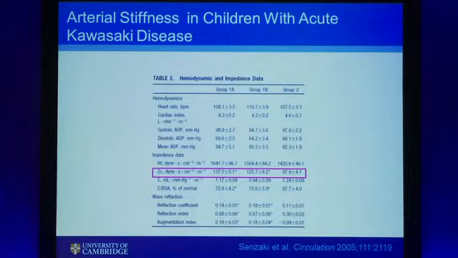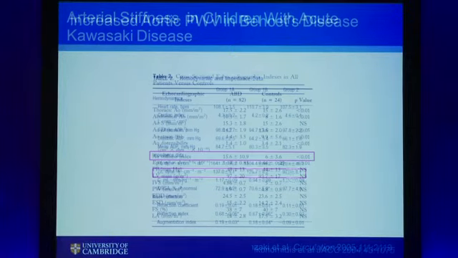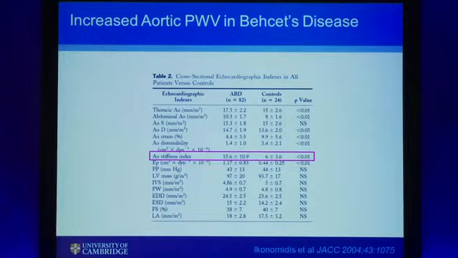Again, rare in the UK, but Kawasaki disease. Patients with Kawasaki disease, and these were children, again, have increased stiffness compared to control children. And what was interesting in this study was that stiffness didn't necessarily go away once the disease burnt out and the children no longer had inflammation. Behçet's disease, again, a large vessel vasculitis, and patients with Behçet's disease have quite marked stiffening of the large blood vessels.